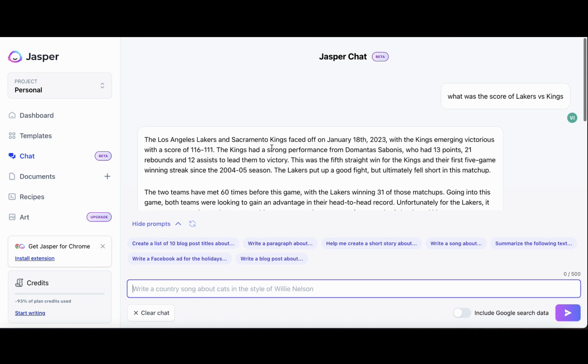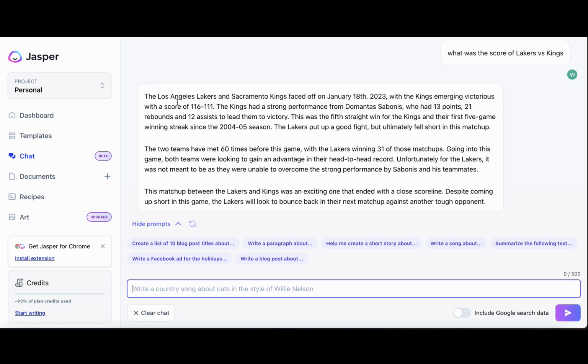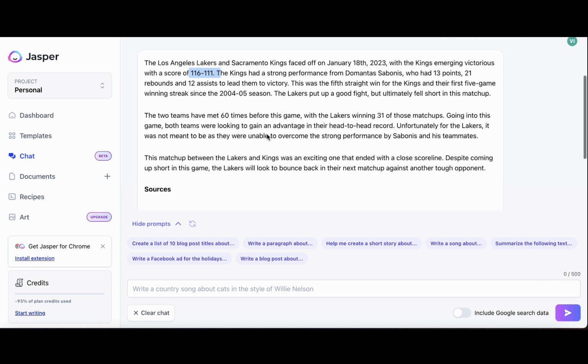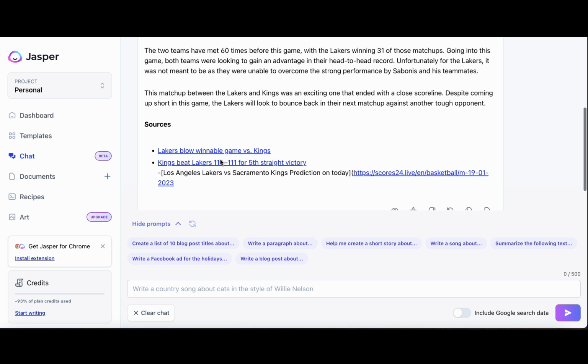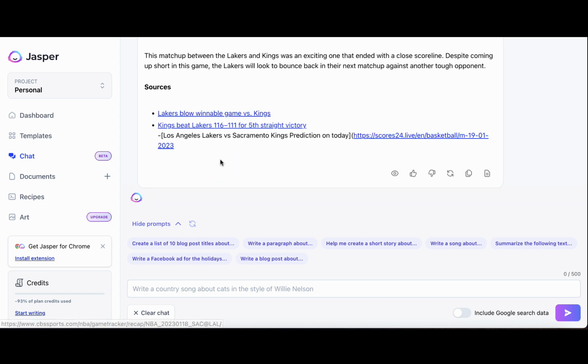Okay, and this gives you a nice paragraph. The Los Angeles Lakers and Sacramento Kings faced off on January 18th. So the score was this one here, which is accurate. And not only do you get the answer, you get a nice paragraph with sources, which is very nice, because more and more bloggers add sources to build reputation in the eyes of Google.